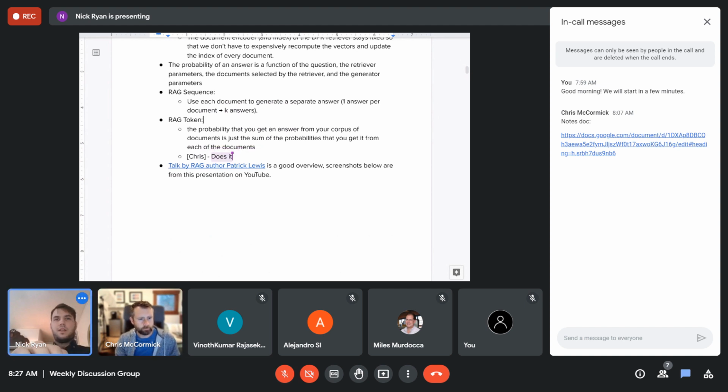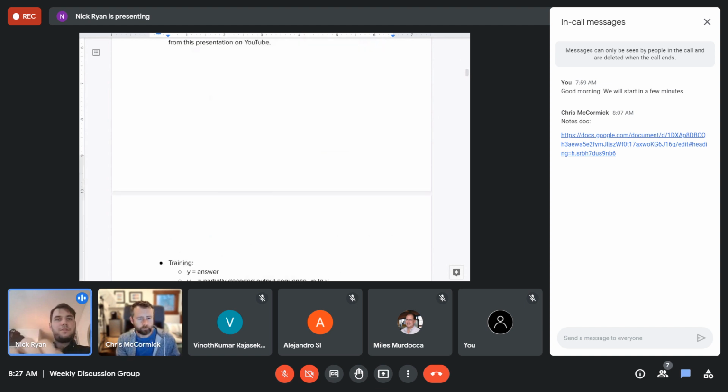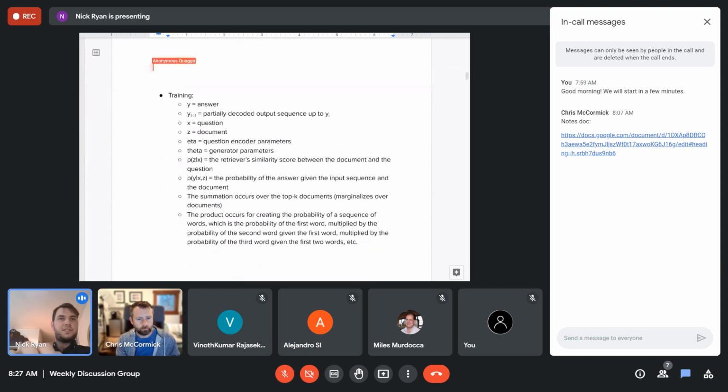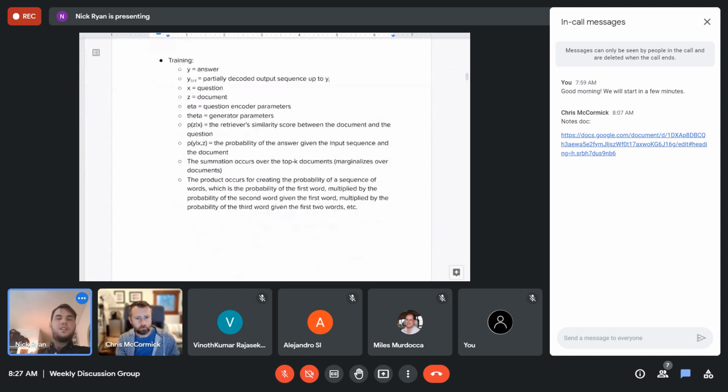Yeah. And this talk by one of the RAG authors, Patrick Lewis, is a good overview. He discusses it for the first 20 or 30 minutes or so, and then goes into the results of the system. But I've sort of nabbed his slides because they have a nice picture of the actual equations. He's done a tiny bit of labeling.